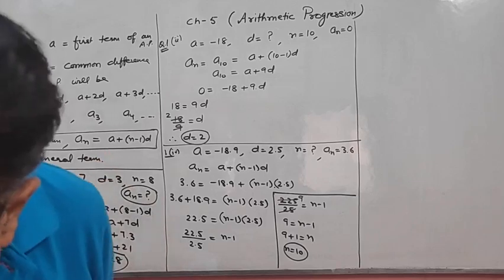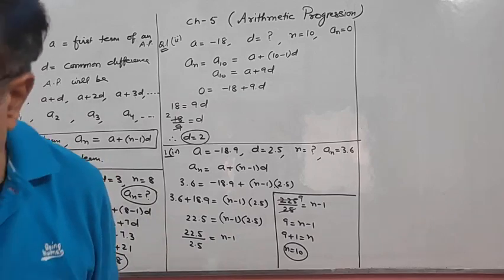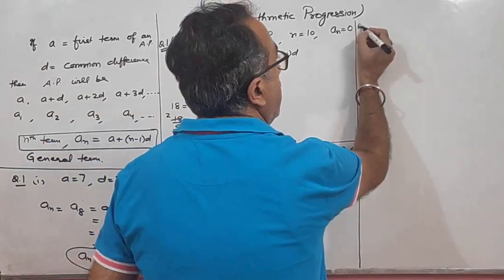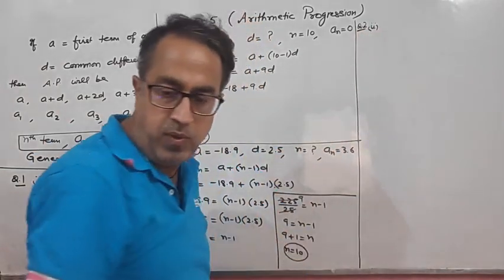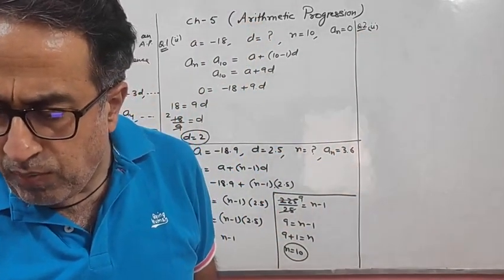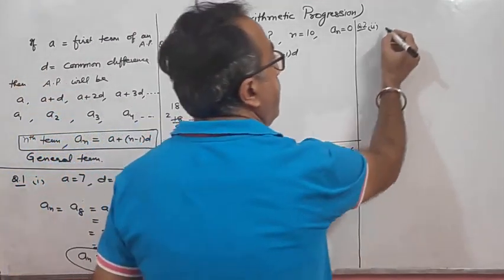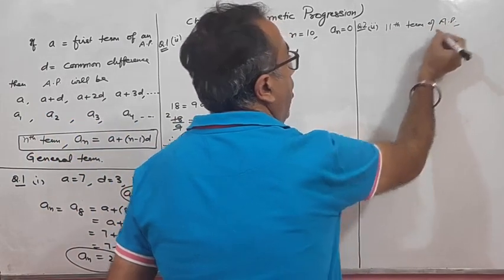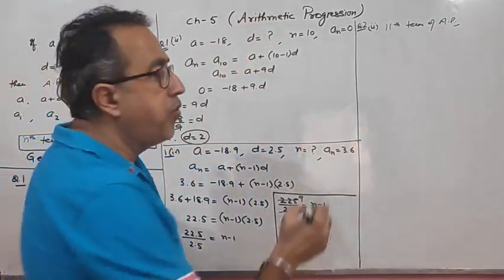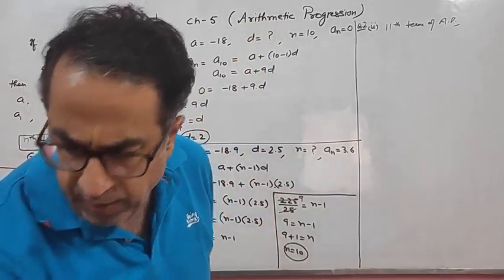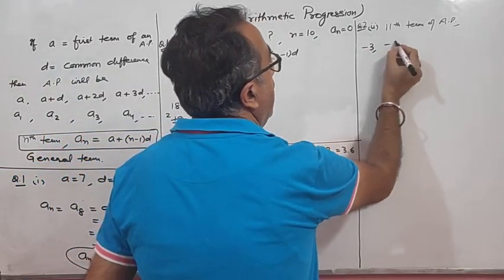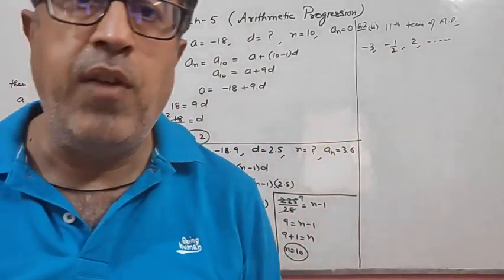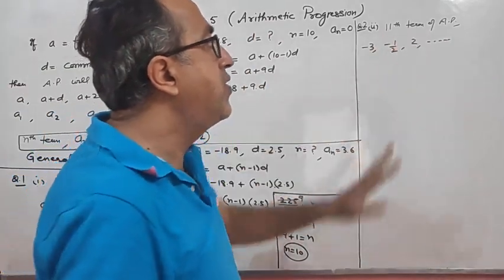Now come to the next question. Question number 2, there are 2 parts. We are doing the second one. What is the question? Second question, second part: an AP is given, find the 11th term of the AP. The AP is 3, minus 1 by 2, 2, and so on. This AP is given and we have to find the 11th term of this AP.